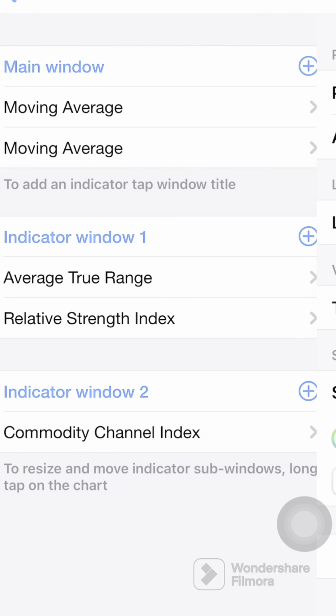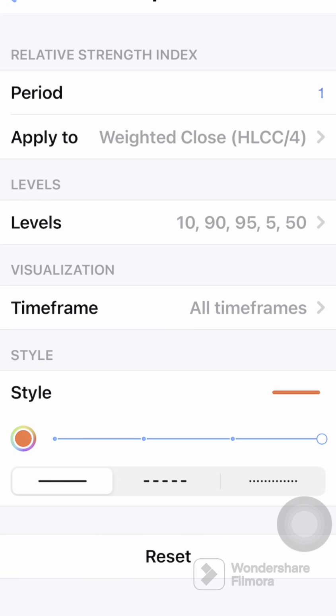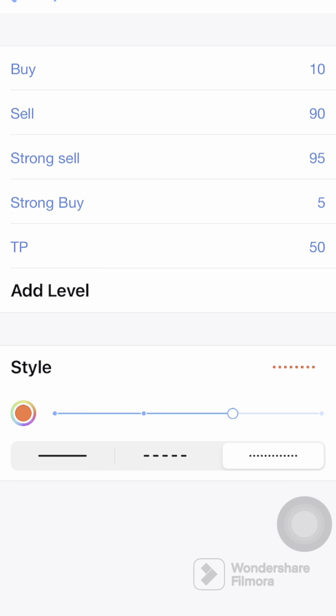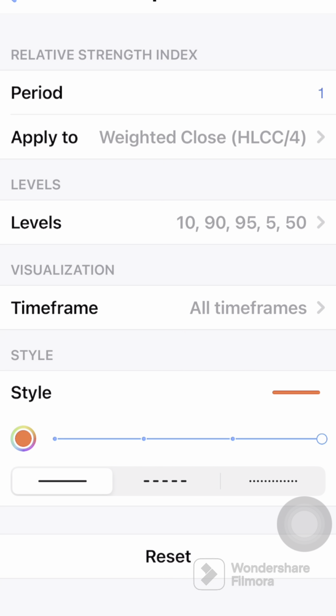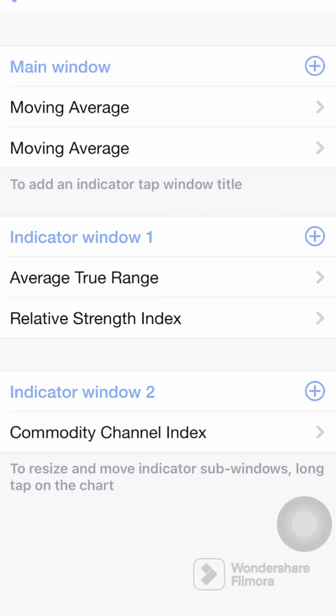Then the relative strength index, period applied to weighted close HLCC/4, period is 1, levels 10, 90, 95, 5, 50. Here are the levels. Time frame, all time frames, style, red. So here are the settings for this Awesome Volatility 75 index trading strategy. It has some levels too. We have the buy level and the sell level, strong buy and strong sell. So you have to take note of all this as well. So that's that for the RSI.